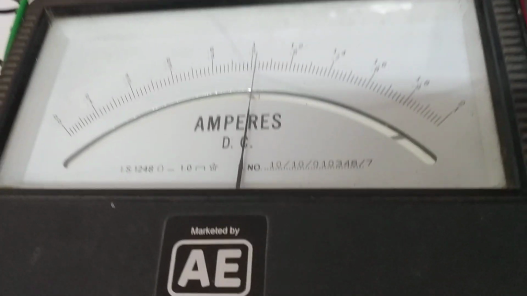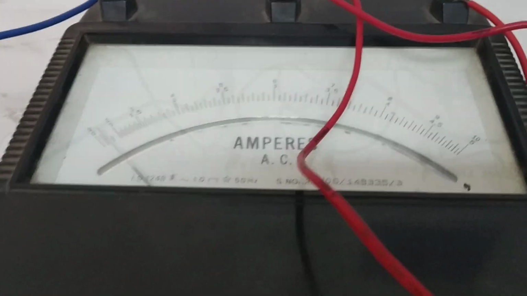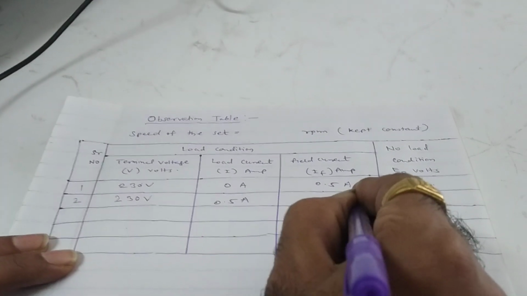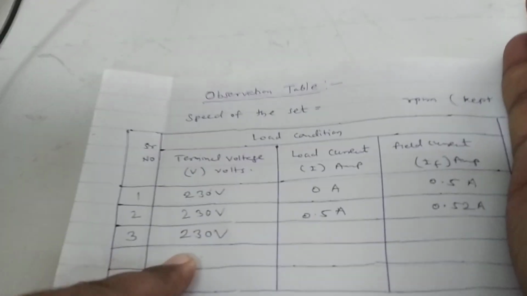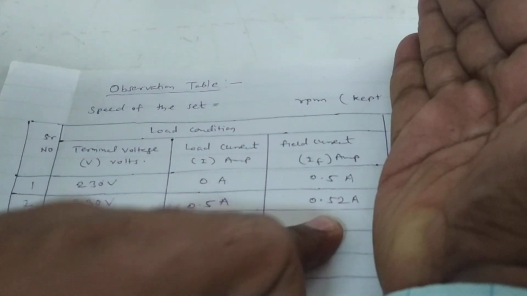This is the field current, and this is the load current. So now we can see the load current is 0.5 ampere. You see, the field current is 0.52. Voltage is 230 volt. This is the second load. So here we are going to conduct the load test: terminal voltage 230 volt, load current whatever we get according to the load, and the corresponding field current. Now the third reading we are going to take by increasing the load.